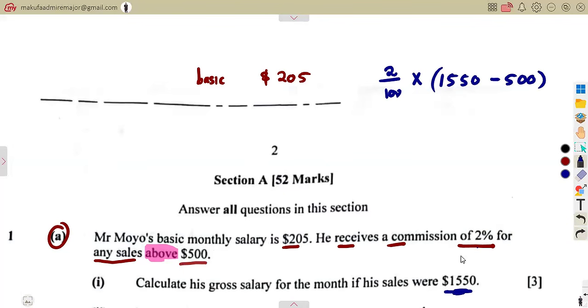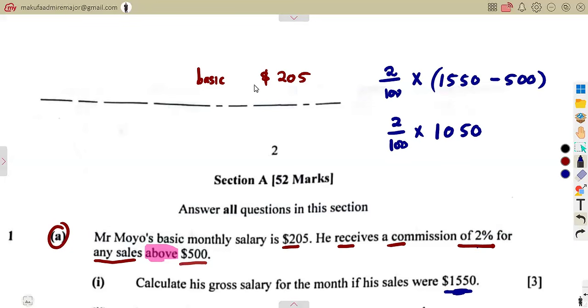At 1,550, we are talking about the 2% of everything, not 2% of what is above. We need 2% of any sales above 500, so let us calculate that 2%. All right, I just hope you understand me on this part. So that was going to be 1,550 minus 500, which is 1,050. That is 2% of 1,050.